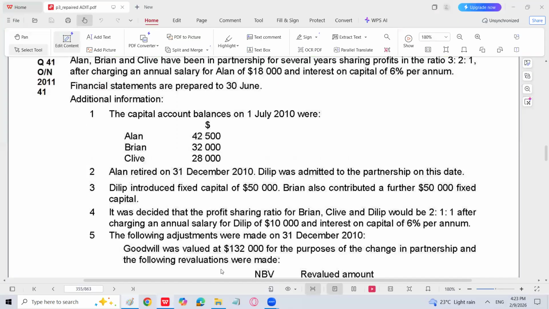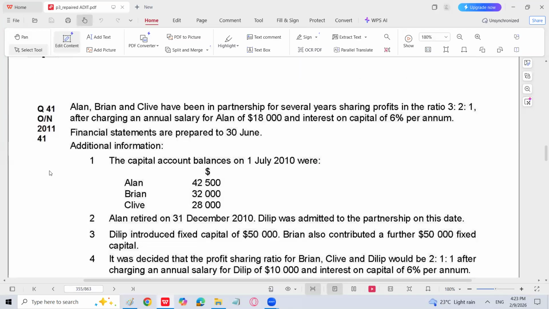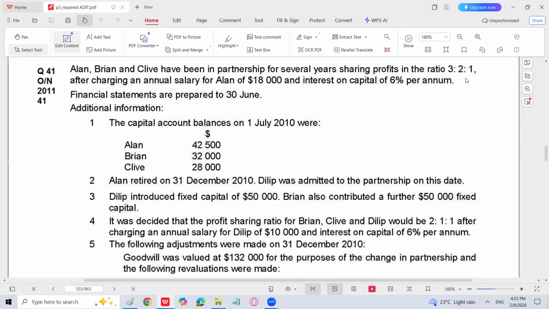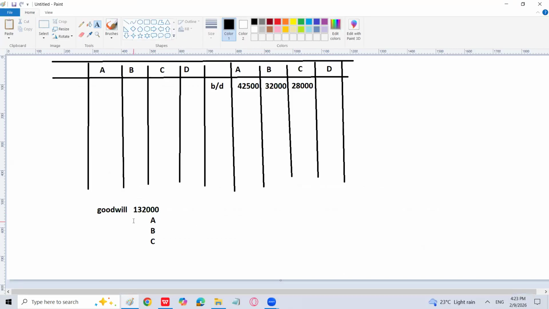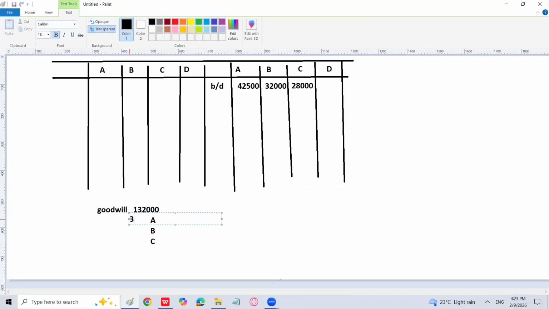Next, capital I have written. Let's go for the calculation of goodwill, the treatment of goodwill. Goodwill is supposed to be distributed. The amount of goodwill given in the question is 1,32,000 and it is supposed to be distributed among all partners with old ratio, to reinstate the goodwill, in the ratio of 3:2:1. That is 3/6, 2/6 and 1/6. Though entries are not required, still I am going for the entries to make you realize that entries are important and you will be able to understand the question more easily when you are going through the entries.